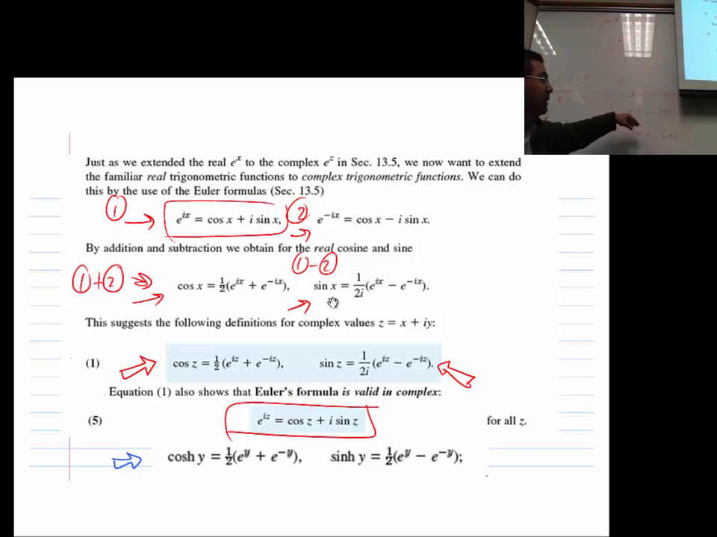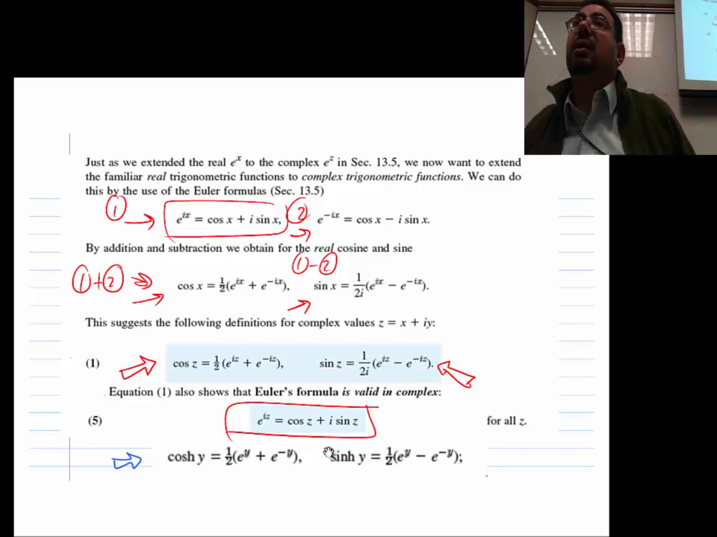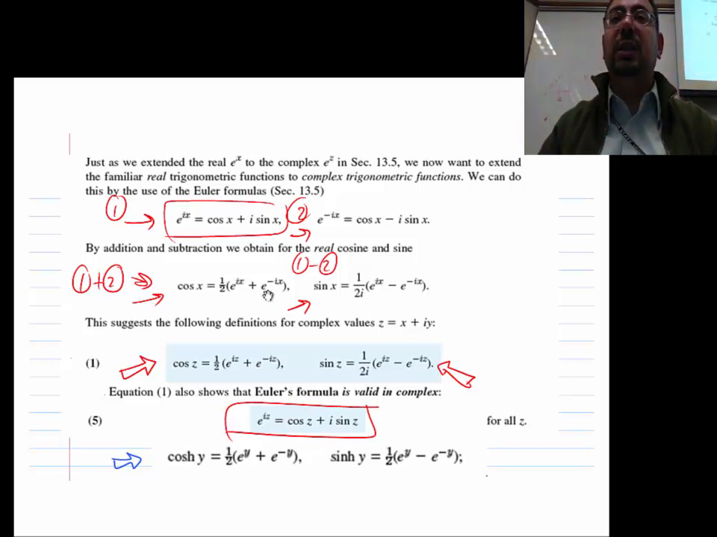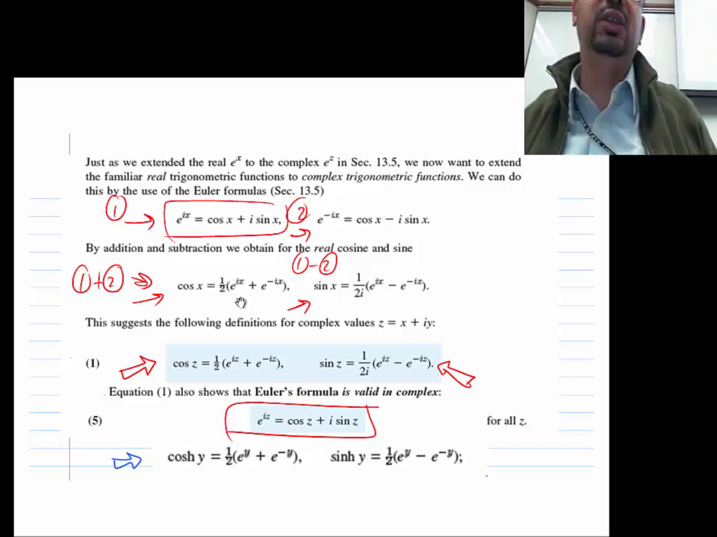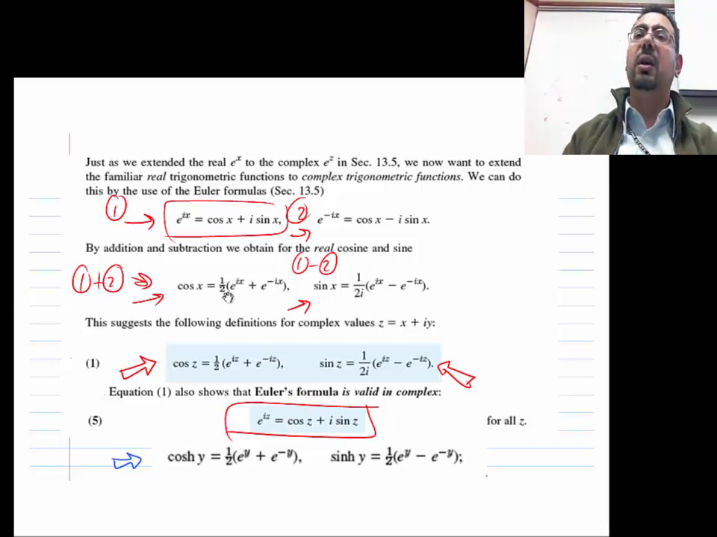If you subtract this minus this, you get plus minus minus, and the cosine goes away. So that's why sine x is 1 over 2i, because you'll get plus 2i. 1 over 2i times e to the power ix minus e to the power minus ix. Okay? So those are actually two famous equations. Have you seen this before? Yes. Of course. Right.